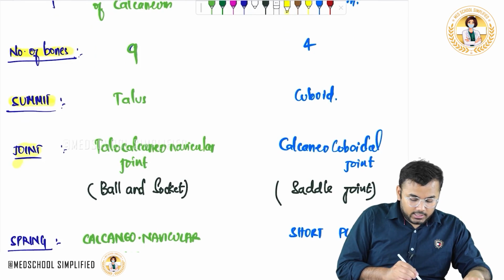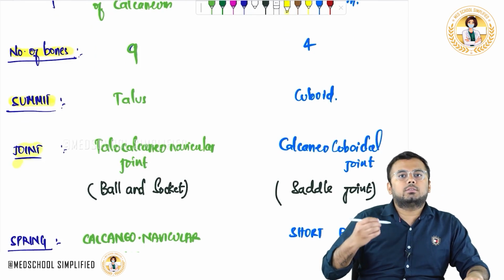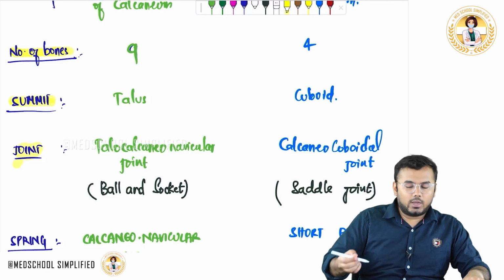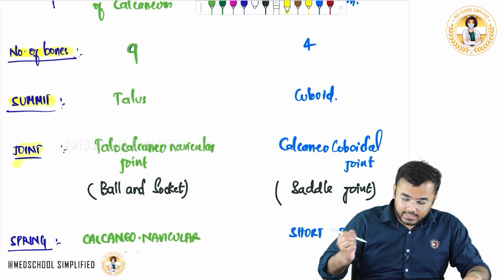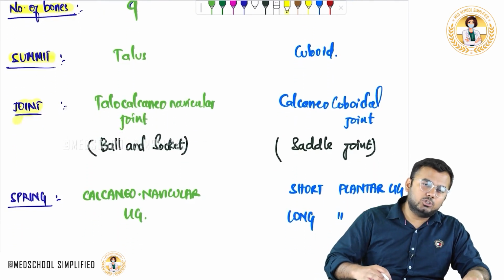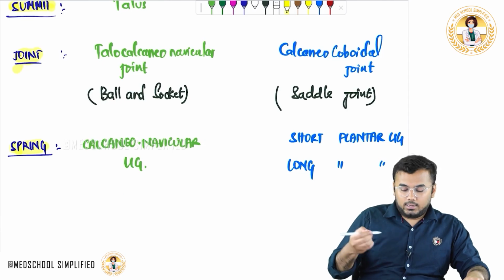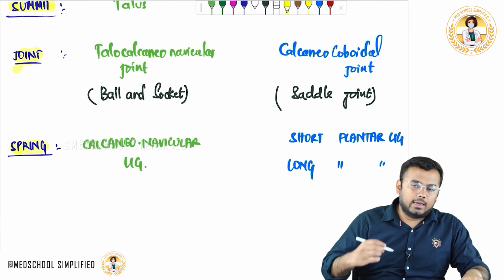And the next important thing here is the joint. The joint you have here is the ball and socket joint, that is your calcaneonavicular joint, and in the lateral longitudinal arch you have the calcaneocuboid joint, which is a saddle joint. Right? So the spring ligaments here are the calcaneonavicular, and there it is the short and long plantar ligaments.